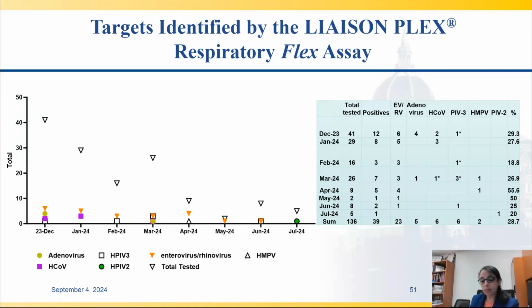And this is the distribution of those positives per month. It was quite consistent in each month, regardless of how many specimens we tested, we identified positive targets. And consistent again with Kaisha's data, enteroviruses were the most commonly encountered, which is also consistent with their high positivity rate. But they were also followed by human coronaviruses, human parainfluenza virus type 3, and adenovirus.